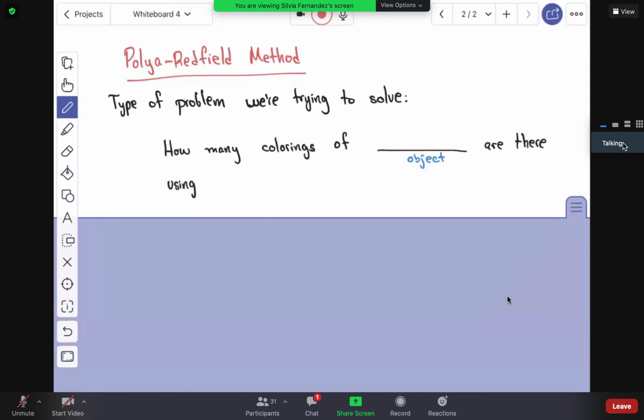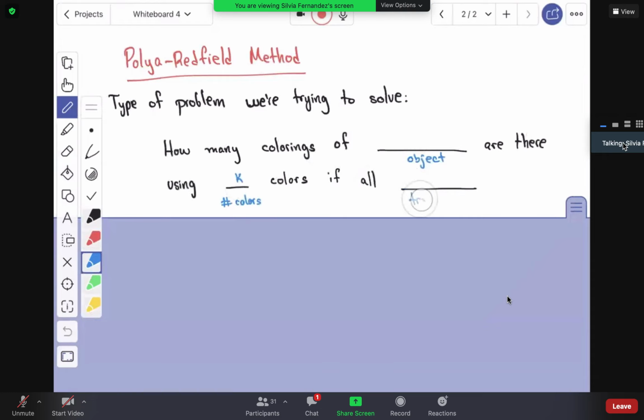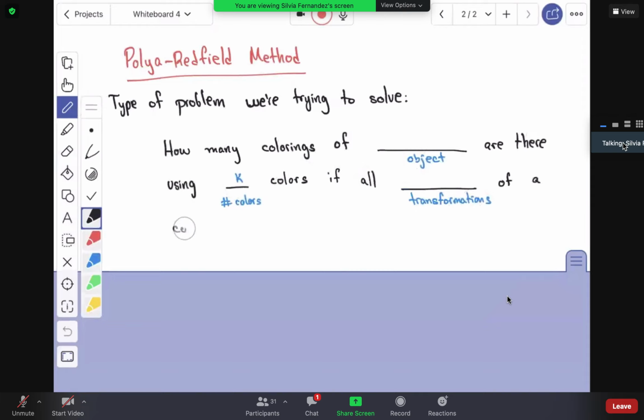using a certain number of colors? So, using, let me call it right now, K colors that varies in the problem. If, and here we're going to have some transformations of a coloring are considered the same. I know it doesn't make sense right now, but once we fill in the blanks, it will make sense. Are considered the same.